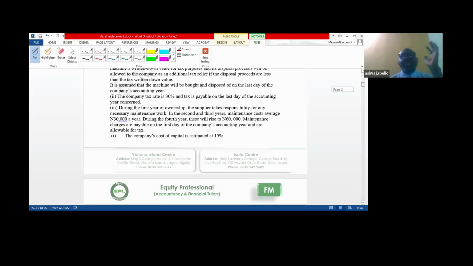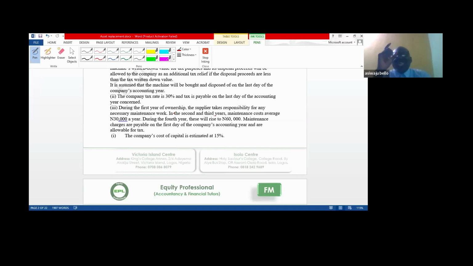Look at note number 3. During the first year of ownership, the suppliers take responsibility for any necessary maintenance work. In year 2 and year 3, maintenance costs average 30,000 naira a year. During year 4, maintenance cost will be 60,000 naira. Maintenance charges are payable on the first day of the accounting year.